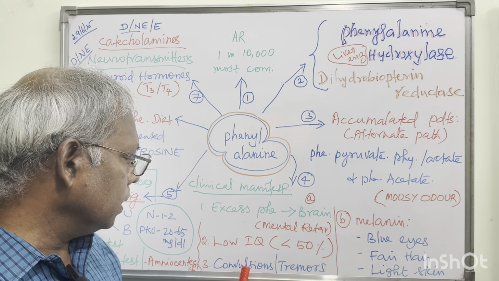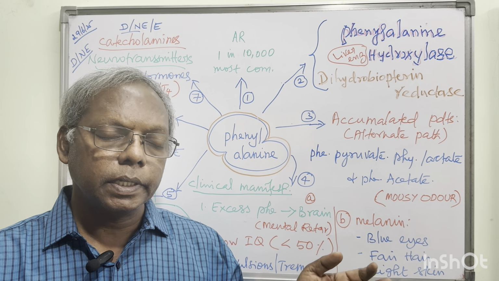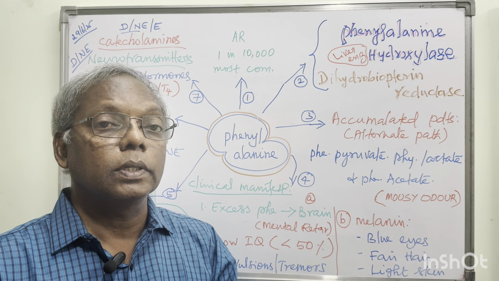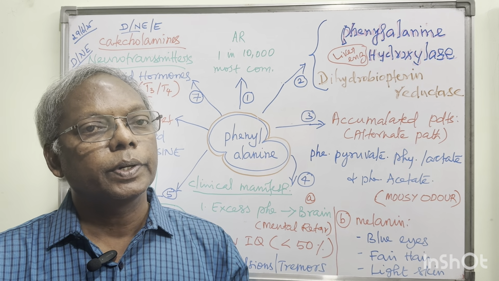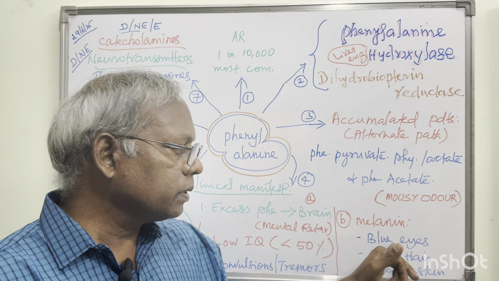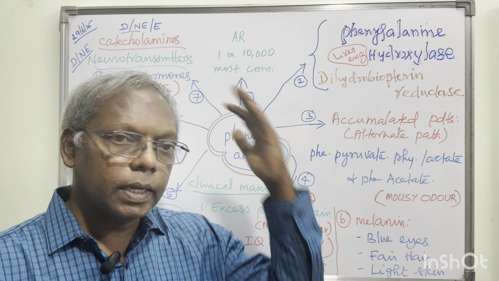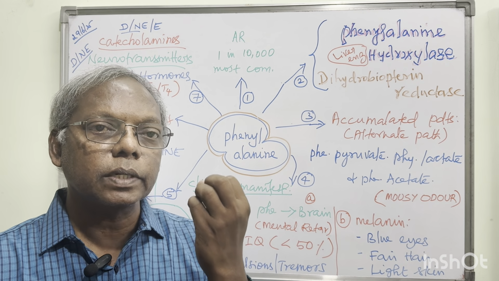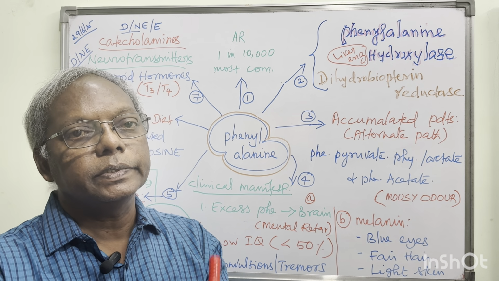Next, this mental disturbance produces convulsions, tremors, and sometimes failure to grow. These are all coming to the brain. Coming to melanin, a very important defect produced by phenylalanine hydroxylase deficiency in phenylketonuria: the patient will have blue eyes because of decreased deposition of melanin. Fair hair because of the deficiency of melanin, they have yellowish or pink, brownish or white hair. Third one is light colored skin because of the deficiency of melanin.